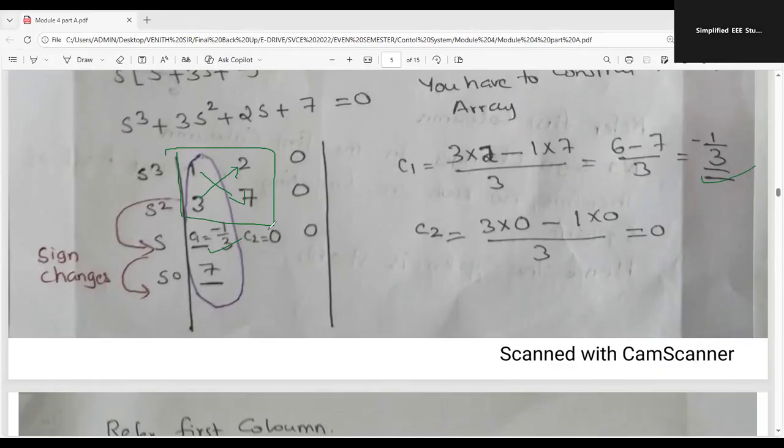So thereafter, you compute C2. C2 will be 0 only because there is no element apart from this column. So new element will be 0 only. Of course, whenever you are computing, you will be getting C2 will be 0, other element also will be 0.